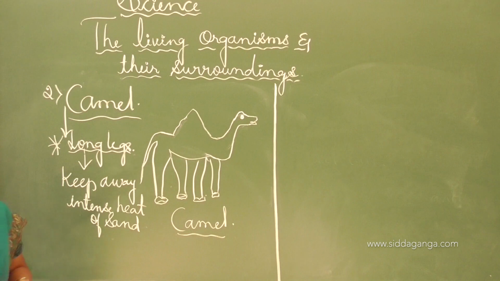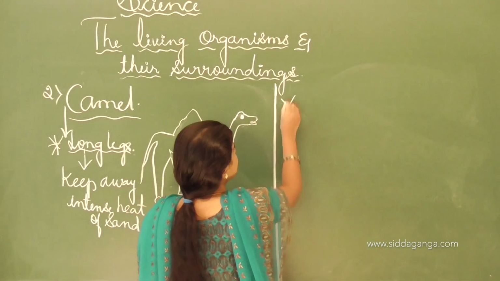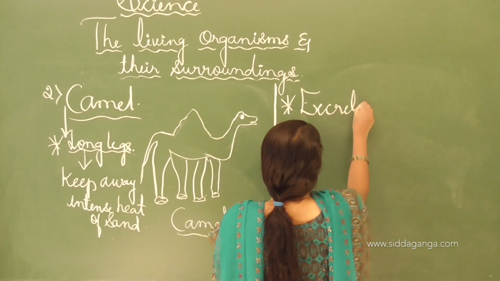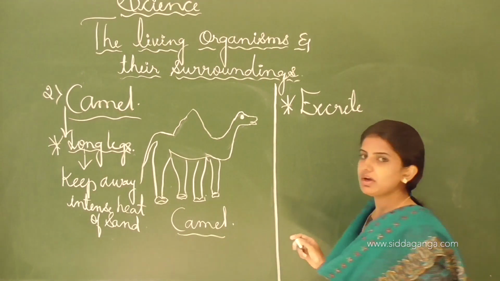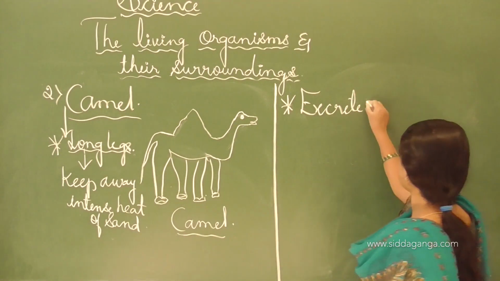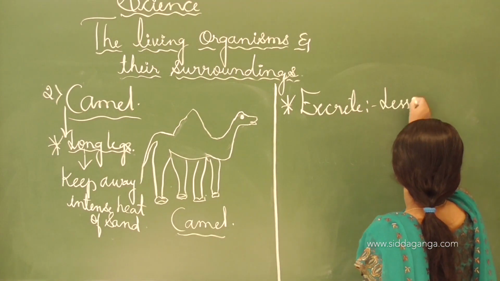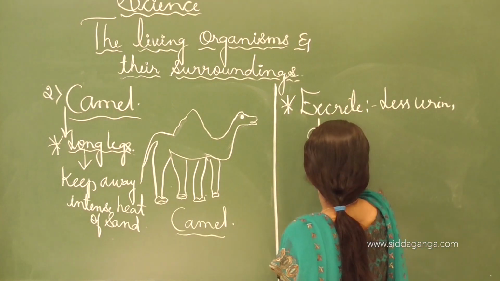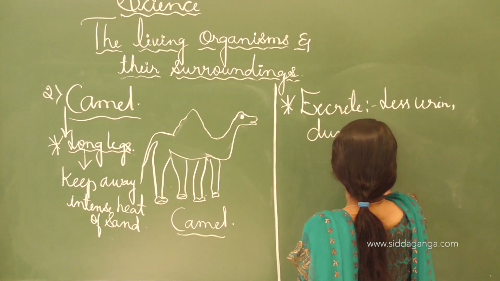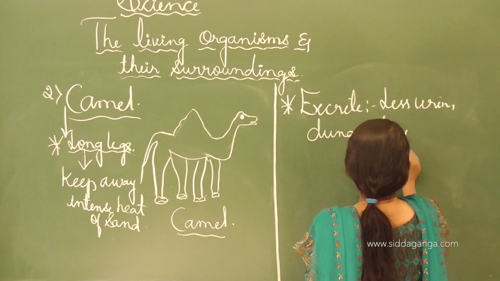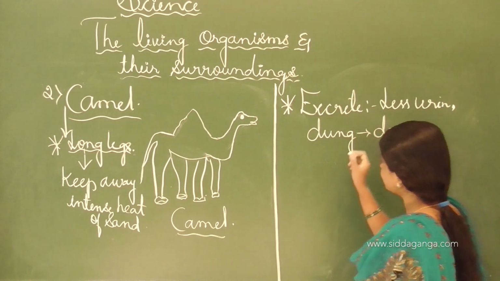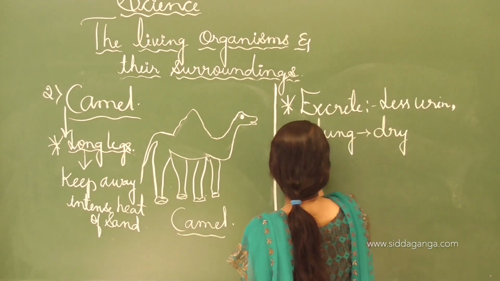And one more, next one is excretion. See, these camels will excrete. Excrete means nothing but the removal of waste from the body, and they excrete less urine, and also the dung is dry, and these camels do not sweat.